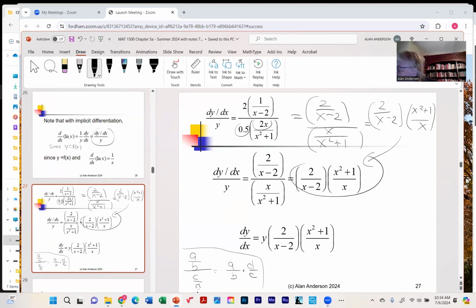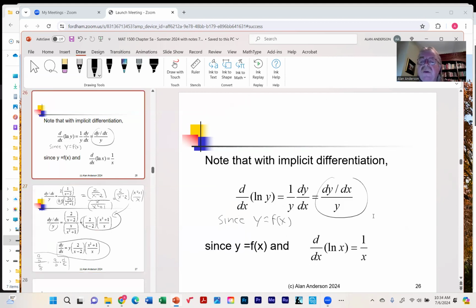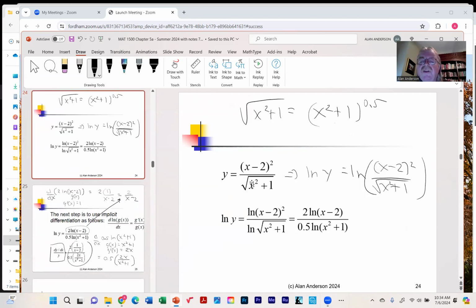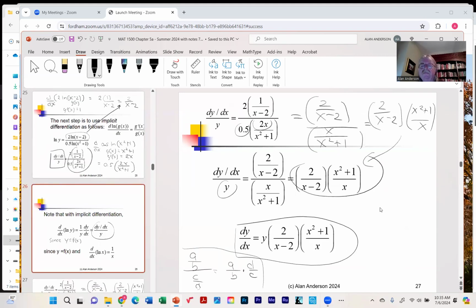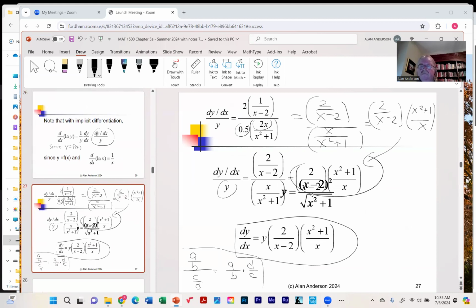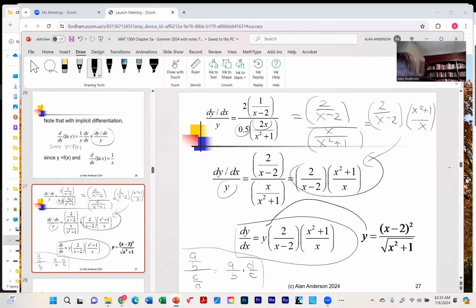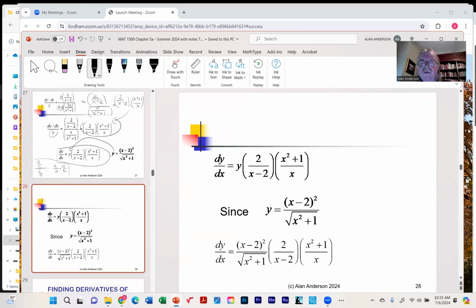Now, then we're going to multiply both sides by this y. So you've got dy dx equals y times 2 over x minus 2 times x squared plus 1 over x. But remember, this is supposed to be a derivative in terms of x. So what we have to do now is substitute our original definition of y into this equation. Okay, it has to be all in terms of x. So when we do that, this is our final result right here.